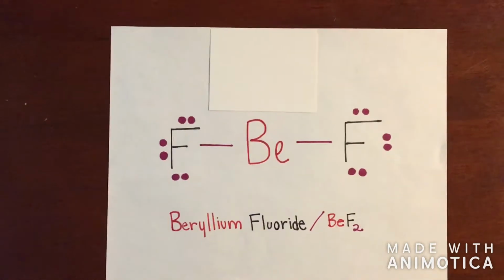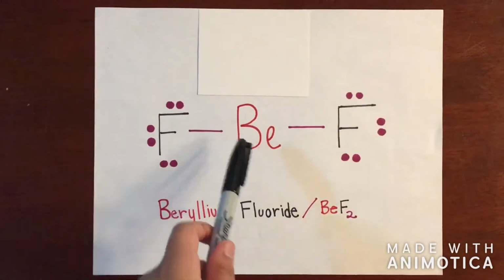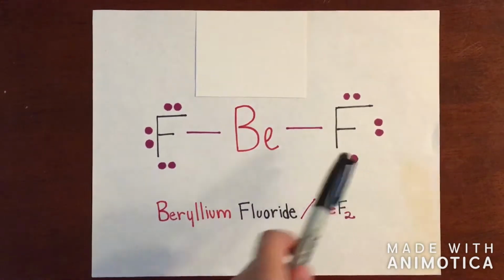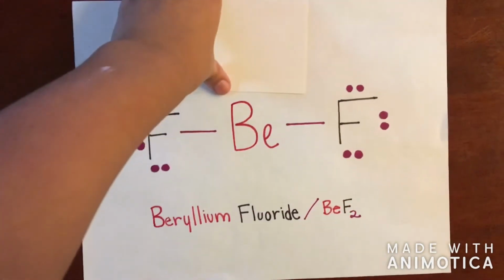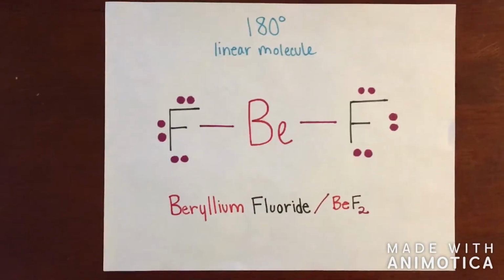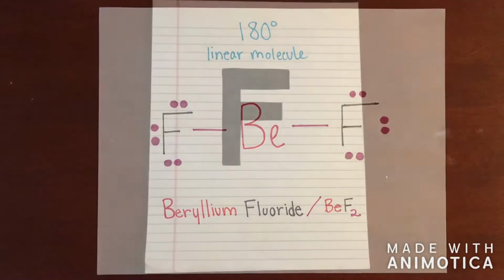Looking at beryllium fluoride, beryllium is the central element, meaning that fluorine would be on either side of beryllium in order to repulse each other. This would mean that beryllium fluoride would create a linear molecule, creating a 180-degree angle.